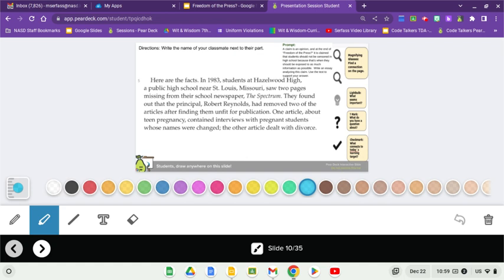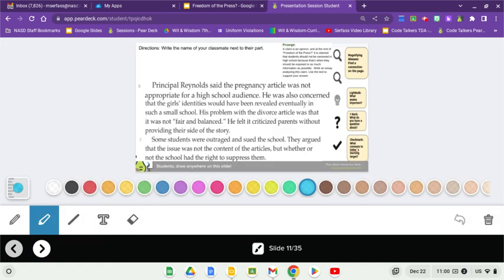Here are the facts. In 1983, the year Mr. Surface was born, students at Hazelwood High, a public high school near St. Louis, Missouri, saw two pages missing from their school newspaper, The Spectrum. They found out that the principal, Robert Reynolds, had removed two of the articles after finding them unfit for publication. One article about teen pregnancy contained interviews with pregnant students whose names were changed. The other article dealt with divorce.